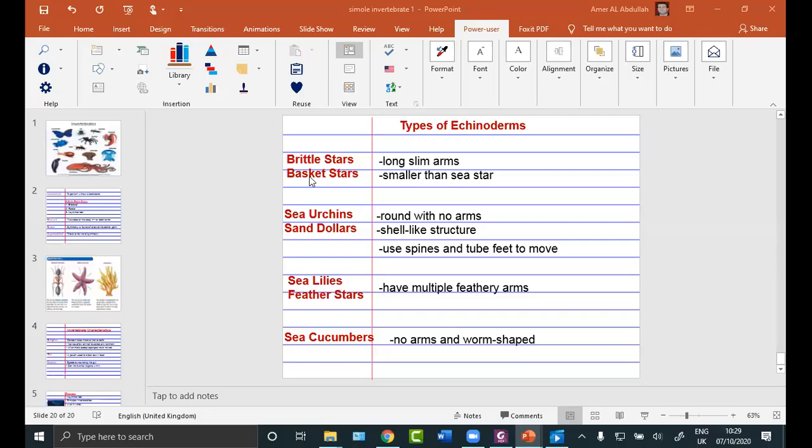Now we'll start. Open your mouth to understand the lessons. Page 64. What are complex invertebrates?